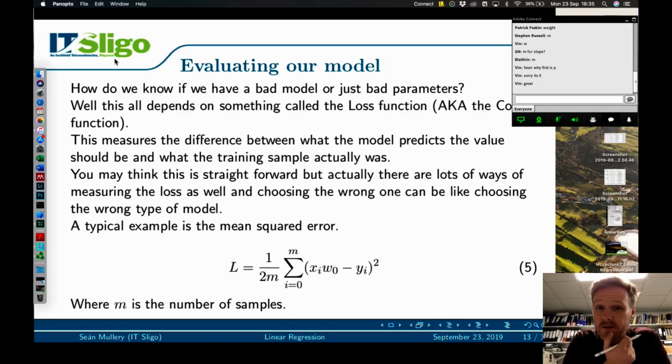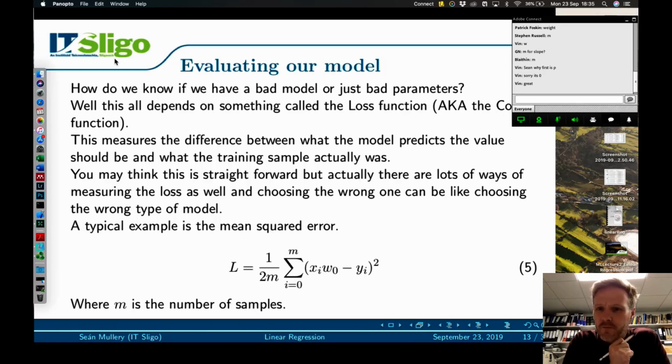Well, this all depends on something called a loss function. Okay, so this is also known as the cost function. So from that, we need to be able to measure how well we're doing. So this measures the difference between what the model predicts the value should be and what the training sample actually was. Okay.